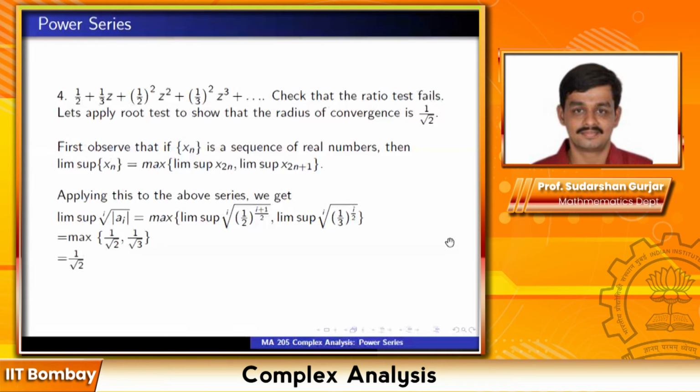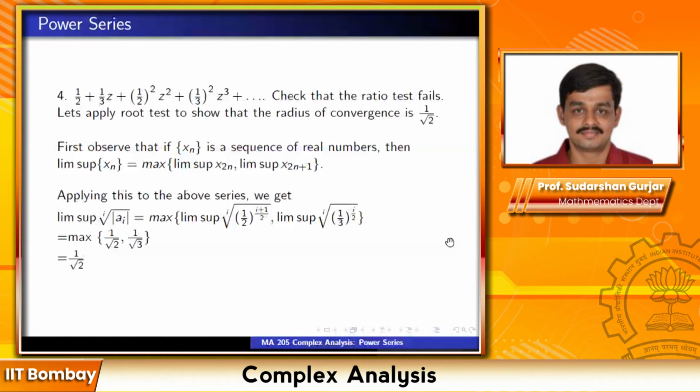Yeah, so we just have to compute the maximum of these two lim sups. But once again, as is usually the case, both the limits actually exist, so lim sup is the same as the limit. So where will the ith root of 1 by 2 raised to i plus 1 by 2 converge?